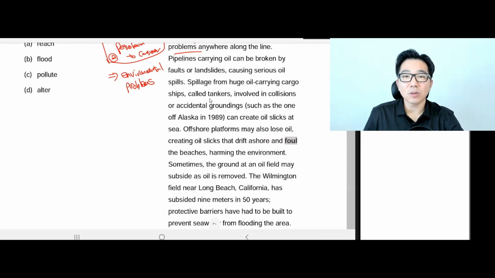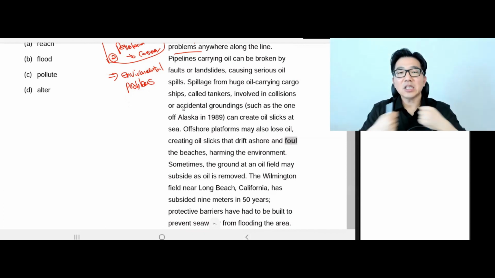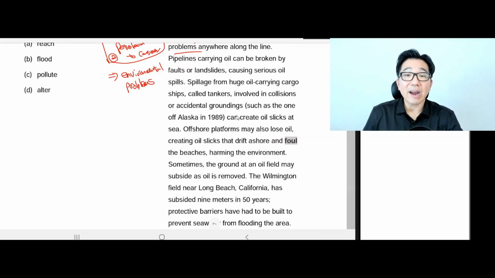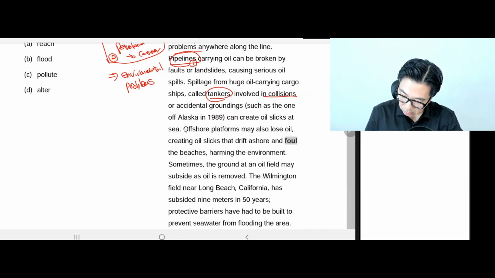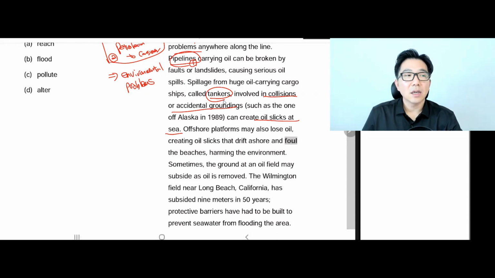Okay, so these ships called tankers involved in collision. Okay, so they hit each other or accidental groundings, such as the one off Alaska in 1989, can create oil slicks at sea. Yeah, that would be awful. So two examples given. Pipeline could be broken. And these tankers, these ships, could leak oil because of the accidents.